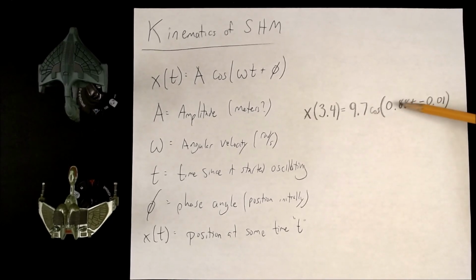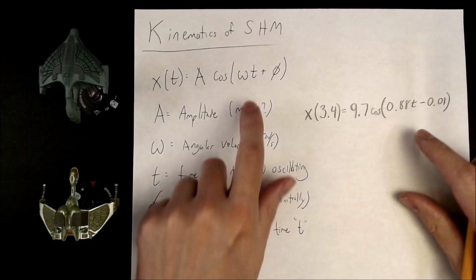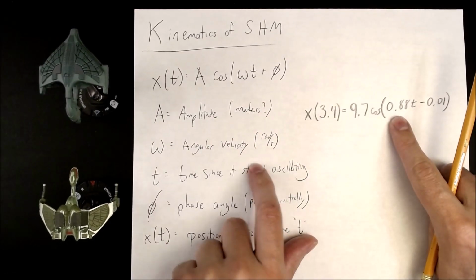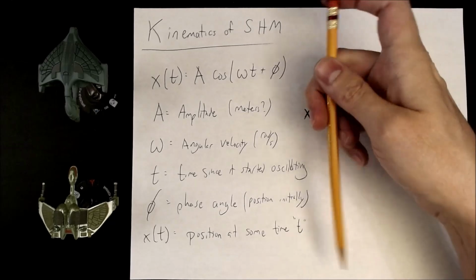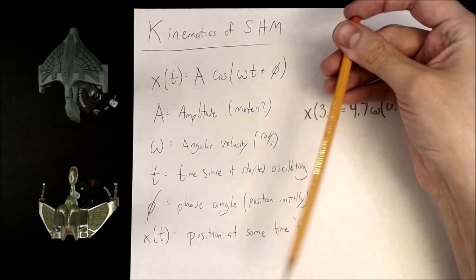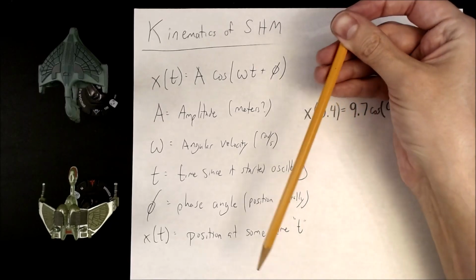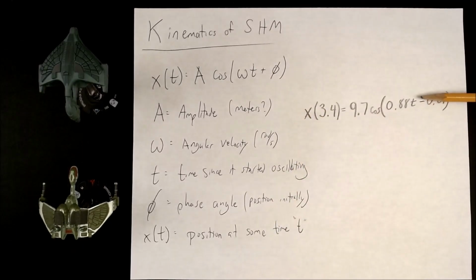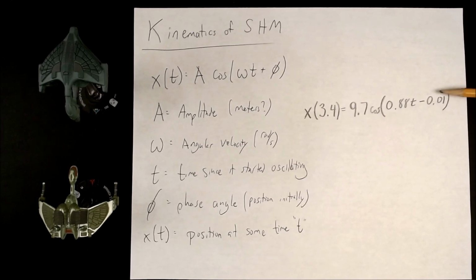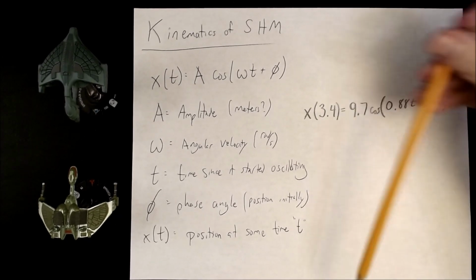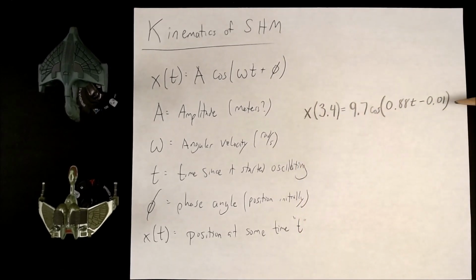Times the cosine of 0.88, well, that has to be omega, the angular velocity. That's a measure of how quickly it's going back and forth, either very fast or much slower. Times t. What are we going to plug in for t? Yeah, we have to plug in that. This is the t that we have to plug in, so we'd better be plugging that in for t right there. Minus 0.01, well, that's the phase angle, that's the initial position. So it was actually very close to whatever the 0 is initially.